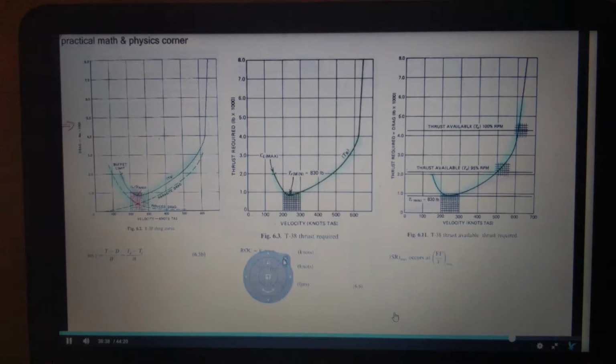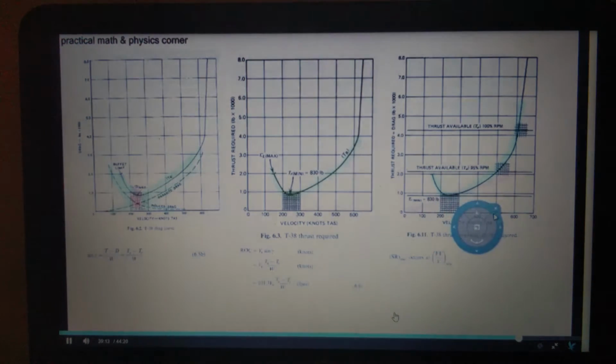Rate of climb. For any given speed, we want to find the difference between thrust available and thrust required, and that difference in thrust available versus thrust required goes into our rate of climb formula together with the speed at which it happens. If the speed is given, then obviously that speed goes in there for that one. And for climb angle, again, same principle.